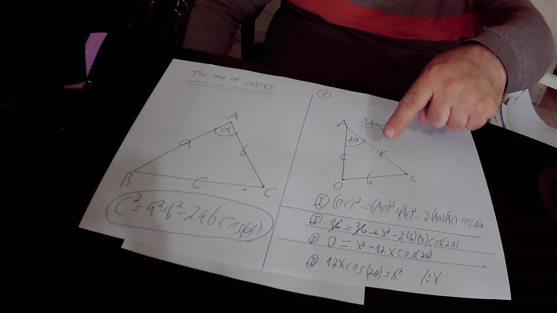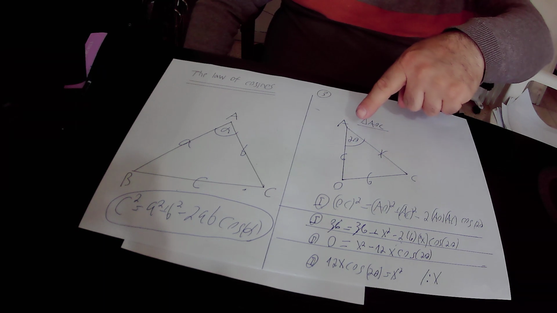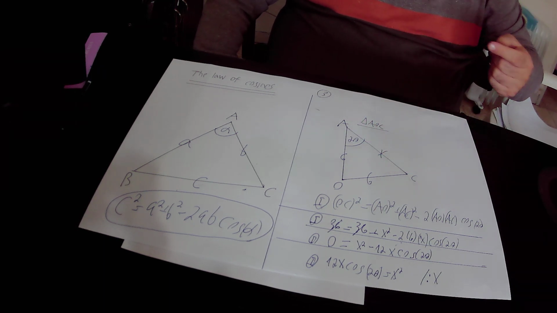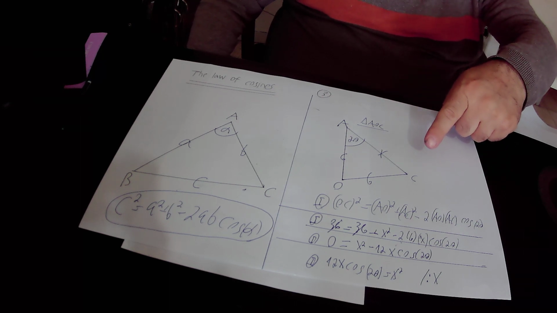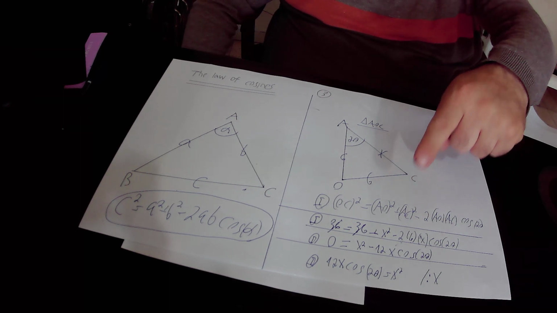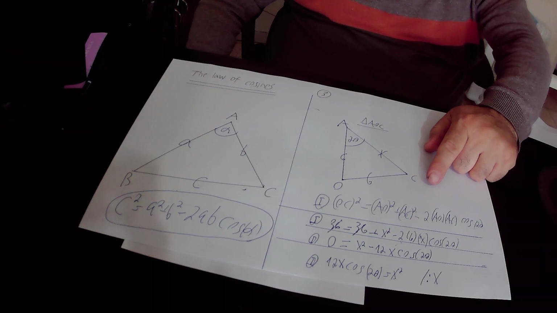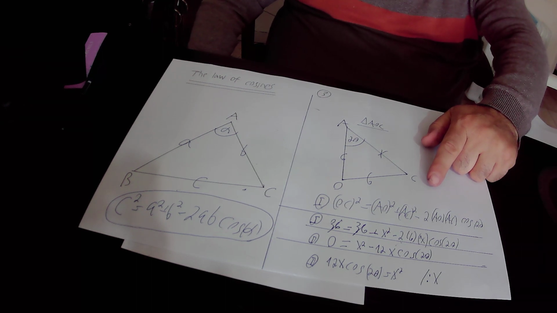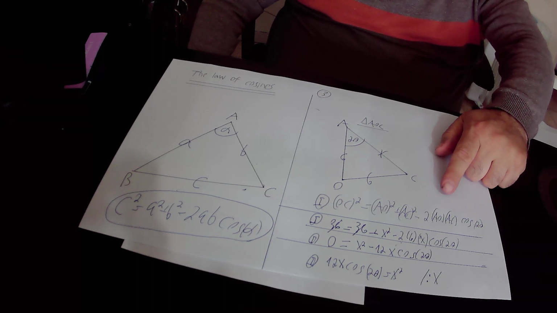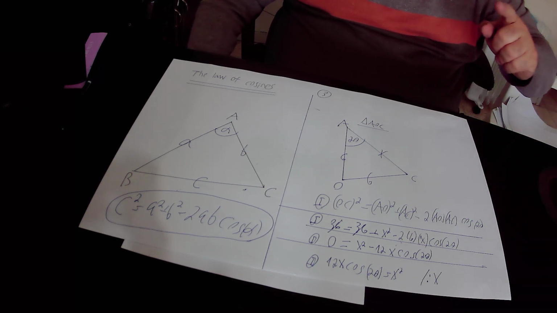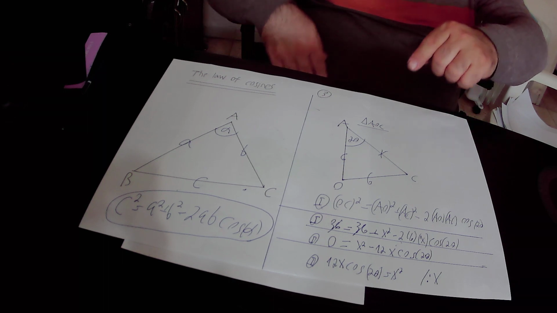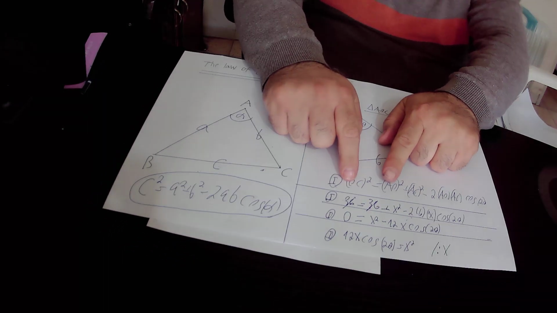OA equals 6 units. Therefore, OA squared is 6 squared, that is also 36. Plus AC squared. AC is x, so AC squared is x squared. Minus 2 times AO, that is 6, times AC, that is x, times cosine 2 theta. So here we have 36 on both sides of the equation, so 36 will get cancelled.